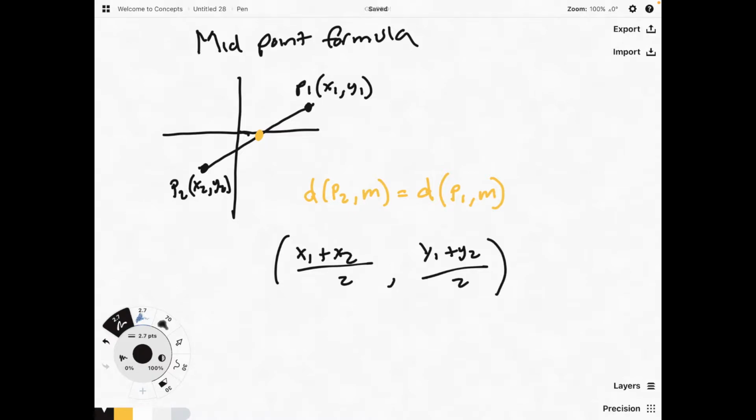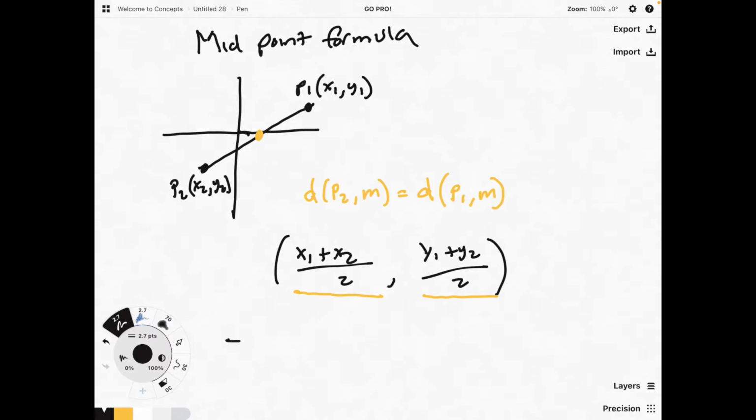You can see that the quotient in the x term is the average of the number x1 and x2. Similarly, the y-coordinate quotient is also an average between y1 and y2. And that's how you find the midpoint. So let's look at an example.